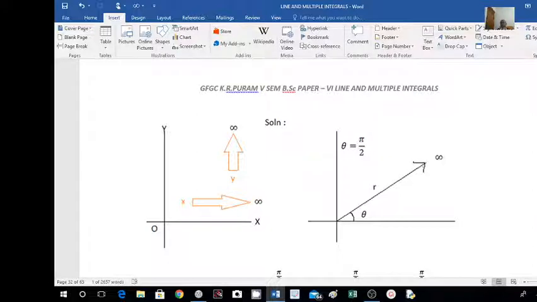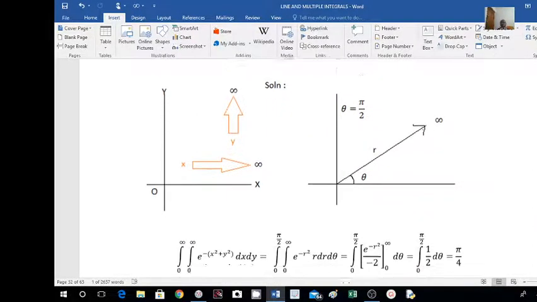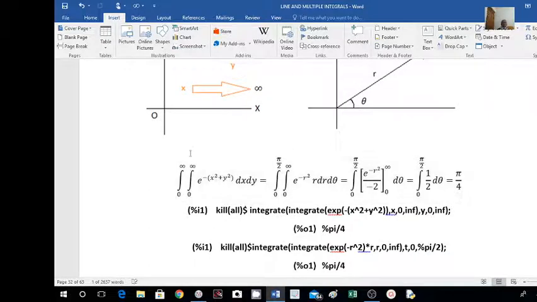Okay, now we go to the integration. This is the integral from 0 to infinity of e to the power minus of (x square plus y square) dx dy. I am taking x equal to r cos theta, y equal to r sin theta. Therefore, x square plus y square equal to r square, that is e to the power minus r square. Dx dy I can write as r dr d theta. Here r ranges from 0 to infinity, theta ranges from 0 to pi by 2.